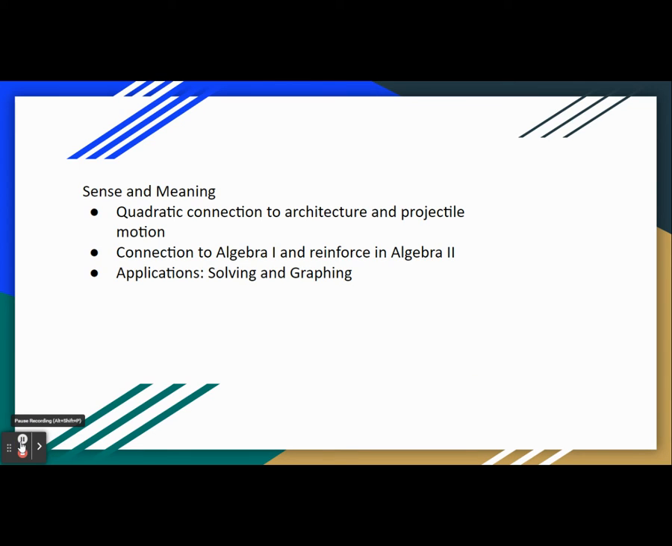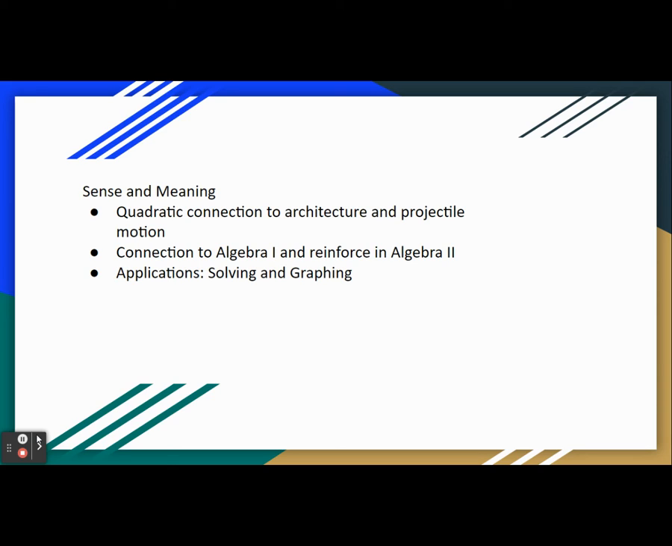Sense and meaning are critical in moving working memory to long-term memory. Building connections allows for this movement to happen much easier. Connections in quadratics can be seen in architecture, suspension bridges, and even projectile motion. Connections are also built in quadratics from year to year, as the topic is introduced in Algebra 1, reinforced in Algebra 2, and extended in pre-calculus and calculus.